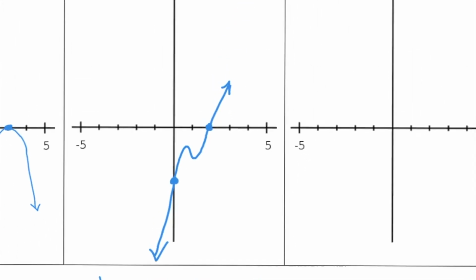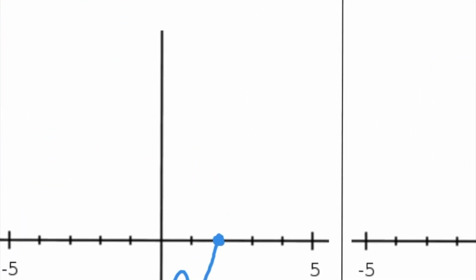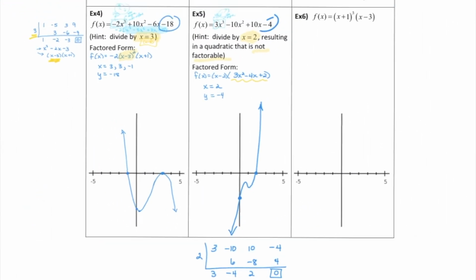And I'm actually going to fix this end behavior and just make it a little bit steeper. If you can see up here, that's pretty steep, and so I'm going to draw that fairly steep and much smoother. And there's your graph for number 5.